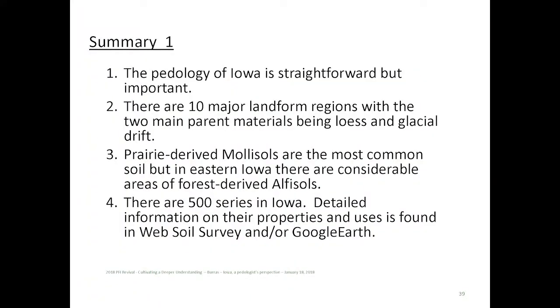And with that, what did I try to say for the last hour and 20 minutes? And I literally thought I had about a 30 or 40-minute presentation. It is the pedology of Iowa. If you want to know about the soils across Iowa, it's straightforward but important. We start thinking about a few things. We think about these different major landform regions, with the two main parent materials being loess and glacial sediments. Prairie-derived Mollisols, those thick black A horizons, are very, very common across Iowa, but certainly in eastern Iowa there's a lot of forest-derived Alfisols, and really across the whole state there's local variability that matters. And that local variability is identified in these 500 soil series in Iowa.